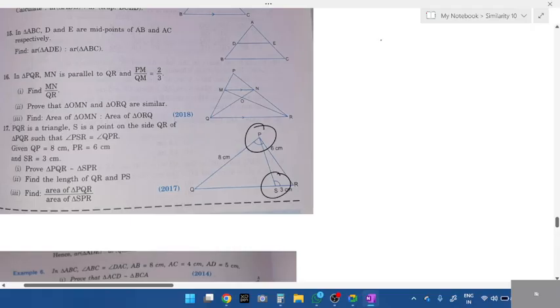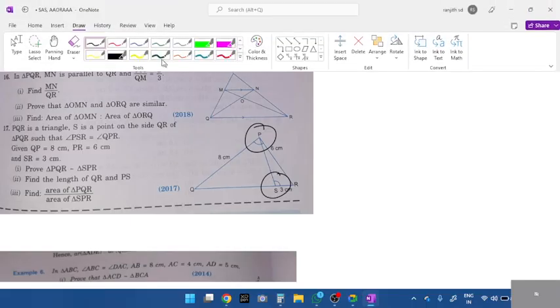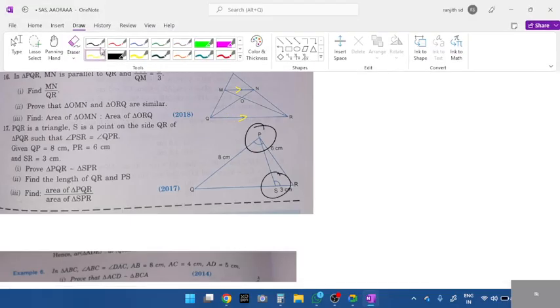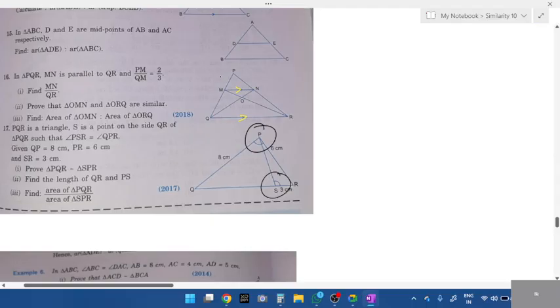In triangle PQR, which two are parallel, students? Tell me which two are parallel. Read the question. MN is parallel to QR, right? Then what do we need to find? PM divided by... what are the things given? PM is how much? 2. And what is QM, students? QM is 3. We need to find MN divided by QR.